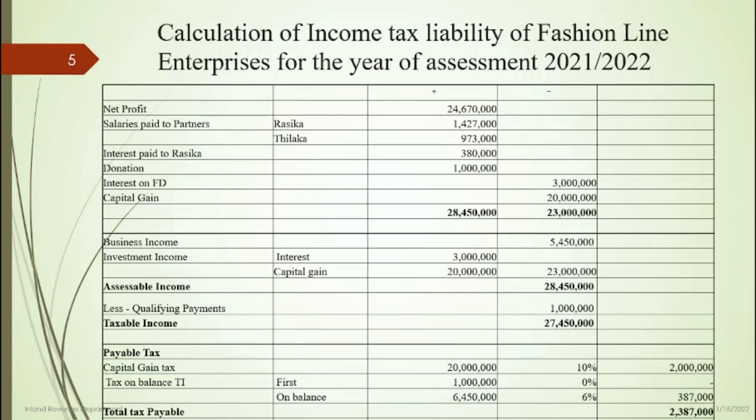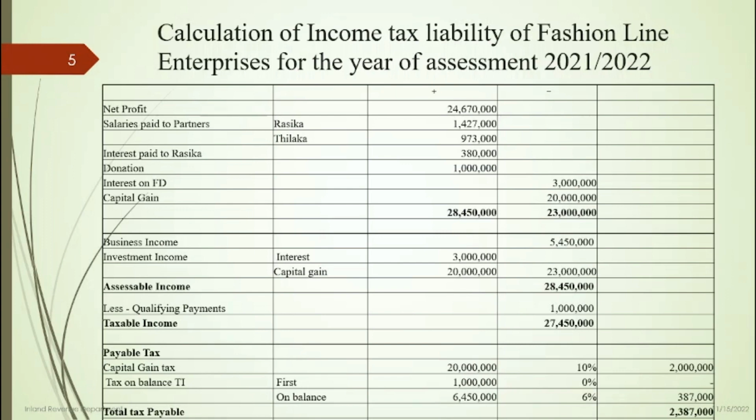Then interest on fixed deposit, they have added that amount into their net profit. It is not a business income, it is an investment income. Therefore, I deducted that 3 million rupees from their net profit. That is why I have entered that income under the minus column. In addition to that, the partnership received capital gain, that is 20 million. That amount is also included in the net profit. Therefore, I included that amount under the minus column because that is also an investment income, not business income.